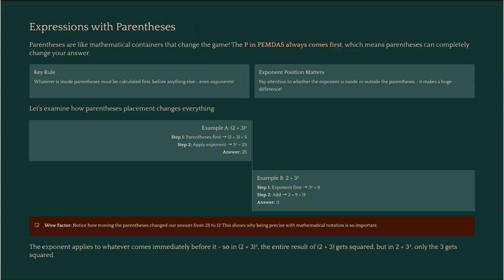Parentheses also affect how an exponent is calculated. Remember, parentheses are the P in PEMDAS, so they're always first. If you see the exponent outside the parentheses, you must calculate the result of the expression inside the parentheses first. It changes the entire problem. For example, (2 plus 3) to the power of 2 is very different from 2 plus 3 to the power of 2. The parentheses tell the exponent what its base really is.